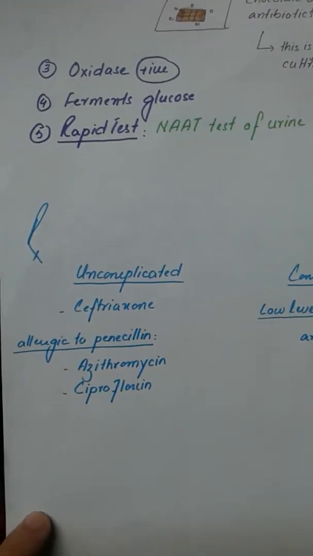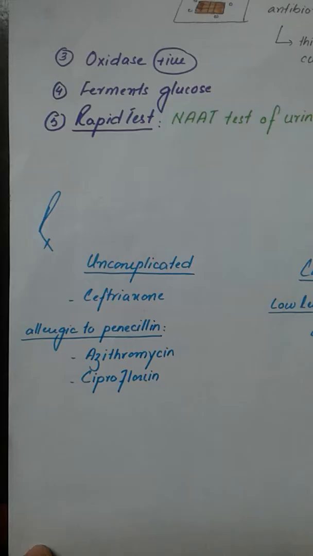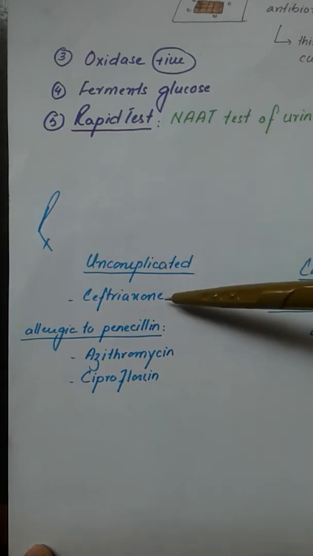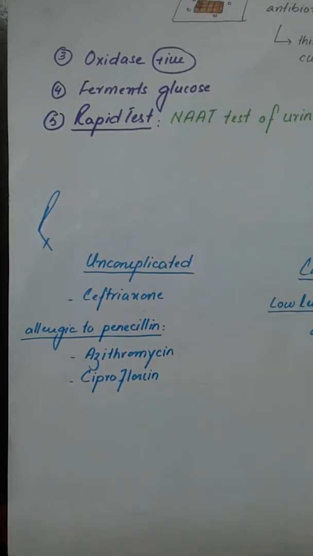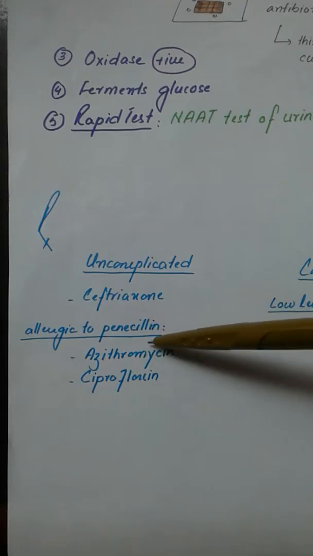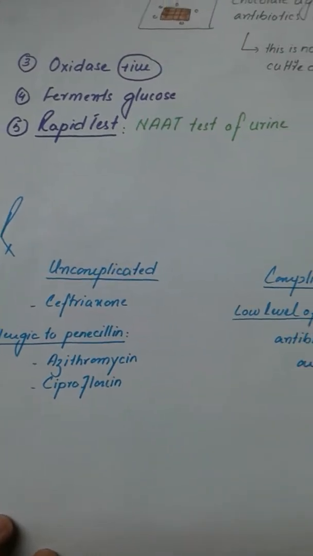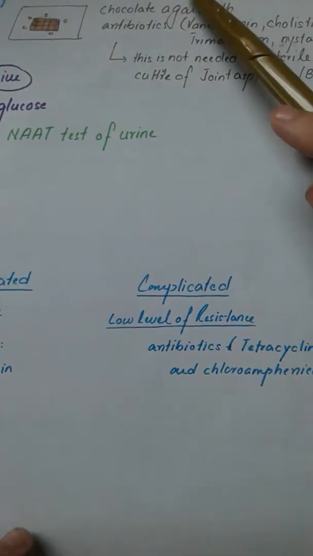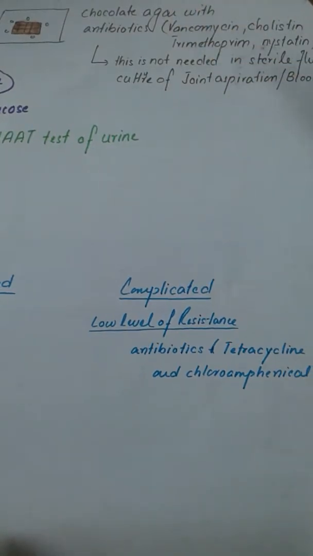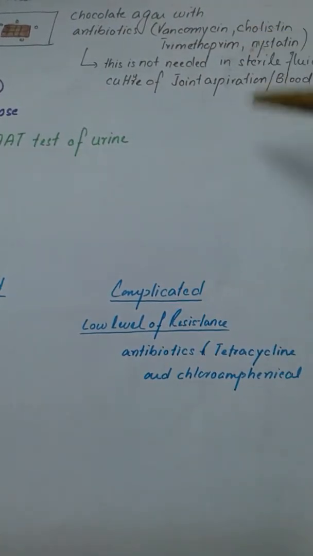Now, what is the treatment? Treatment for uncomplicated conditions is ceftriaxone, but if the patient is allergic to penicillin, we can shift the patient to azithromycin and ciprofloxacin. Whereas in complicated patients, who have a low level of resistance, we can give antibiotics such as tetracyclines and chloramphenicol.